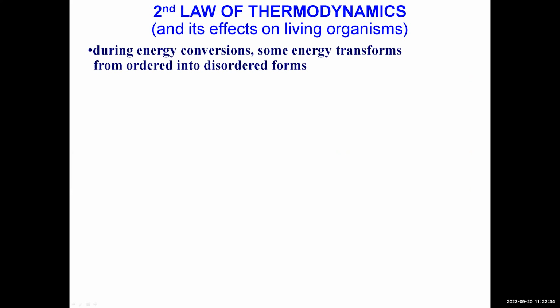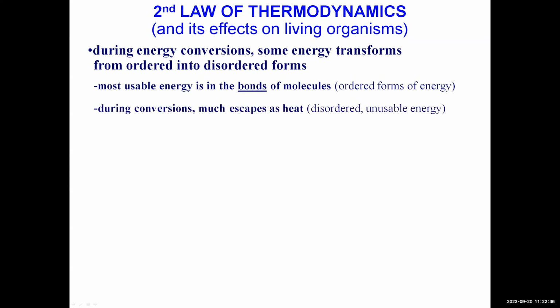Most usable energy for living organisms is held in the bonds of molecules. This is an ordered form of energy. During energy conversion, when bonds are broken and reformed, some of this energy escapes as heat. This is disordered or unusable energy. This means that energy conversions are not efficient.